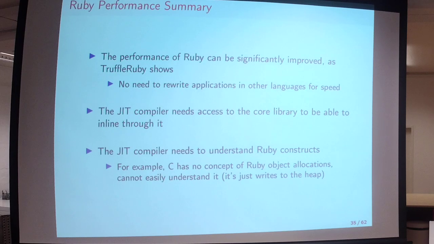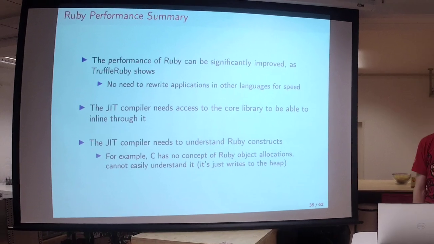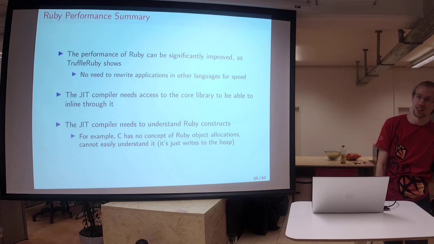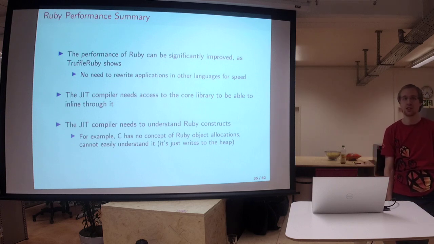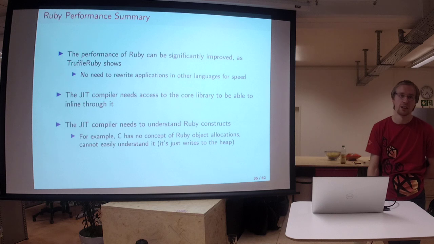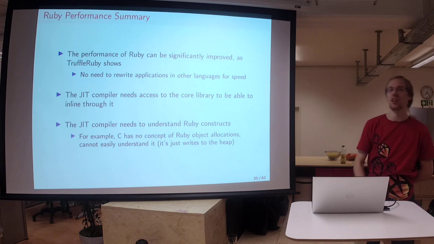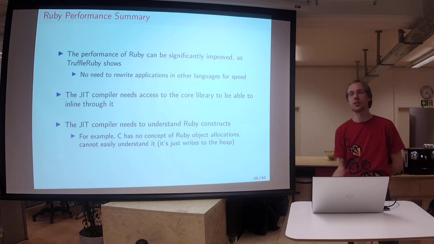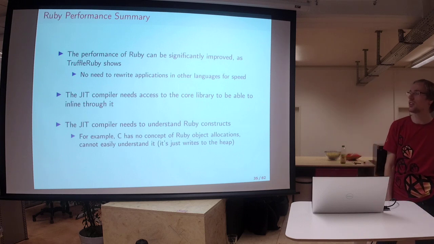So in summary, we can say the performance of Ruby can be significantly improved. It can be up to 10 times faster, for instance, on a number of benchmarks. And TruffleRuby is an example of that. So I think the message here is there's no need to rewrite an application in another language than Ruby for speed. Ruby can be as fast as JavaScript, another dynamic language at least, which is already pretty good. And that's within a factor of 2 of Java, which is probably good enough for most companies.